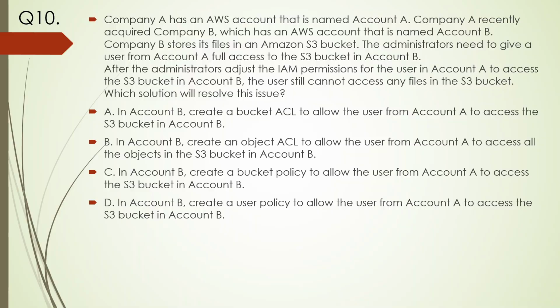So the question is, Company A has an AWS account that is named account A. Company A recently acquired Company B, which has an AWS account that is named account B. Company B stores its files in an Amazon S3 bucket. The administrator needs to give a user from account A full access to the S3 bucket in account B. After the administrator adjusts the IAM permission for account A, the user still cannot access any files in the S3 bucket. Which solution will resolve this issue?